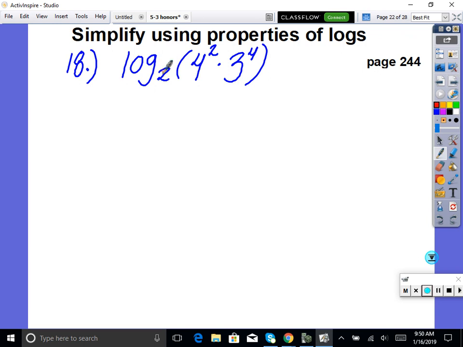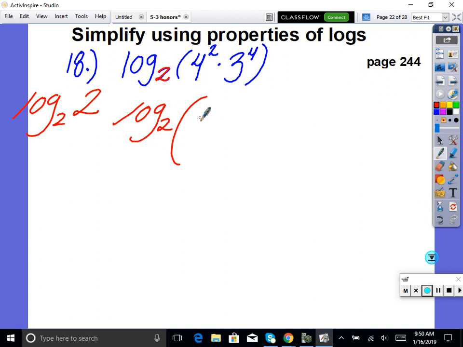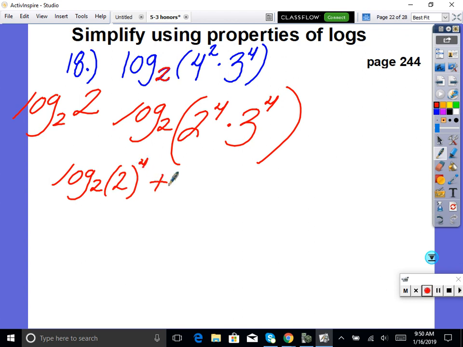I see that I have a log base 2. Now won't log base 2s and base 2s cancel out? Yeah. So what I try to do is rewrite everything as much as I can as a base 2 inside. So everybody look, I have log to the base 2. Now isn't 4 squared 16, but I'm trying to go for base 2. 2 to the 4th, and then we have times 3 to the 4th, and there's nothing we can do with the base 3, right? So we have log to the base 2 of 2 to the 4th plus log to the base 2 of 3 to the 4th.